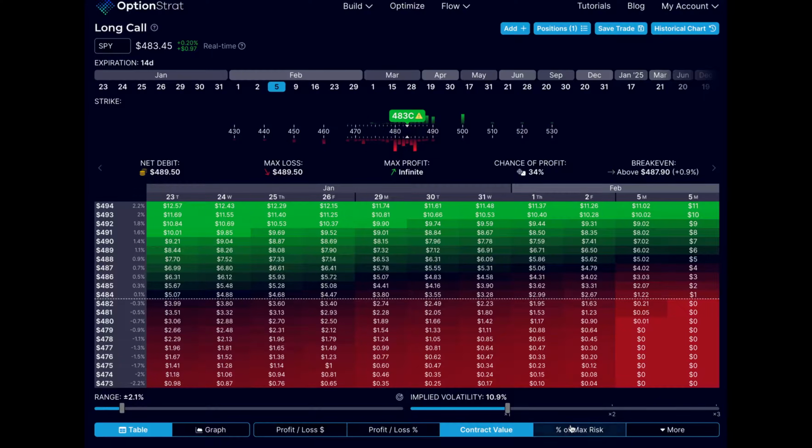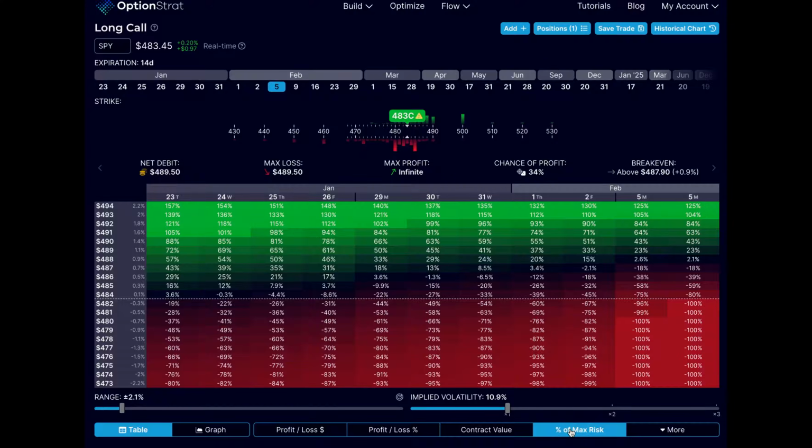I can also evaluate this on a percent of max risk. Again, same principle here as it's looking at the maximum risk in the trade, the percent based off the max risk, which in this case, of course, is the same because my max risk is the same as my overall P&L that I would look at.